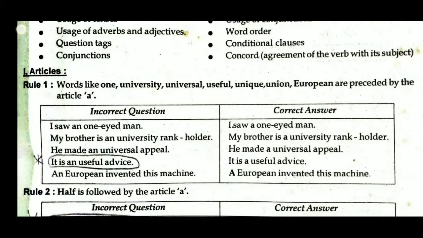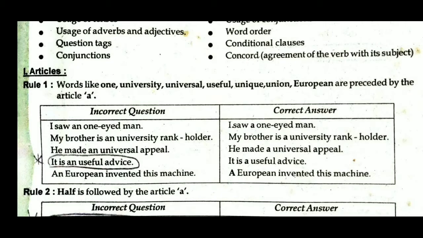An European invented this machine. The correct answer is a European. Whenever you pronounce this word, it has a YU sound. So we have to write a instead of an prior to that. So a European invented this machine. So these are all article errors.